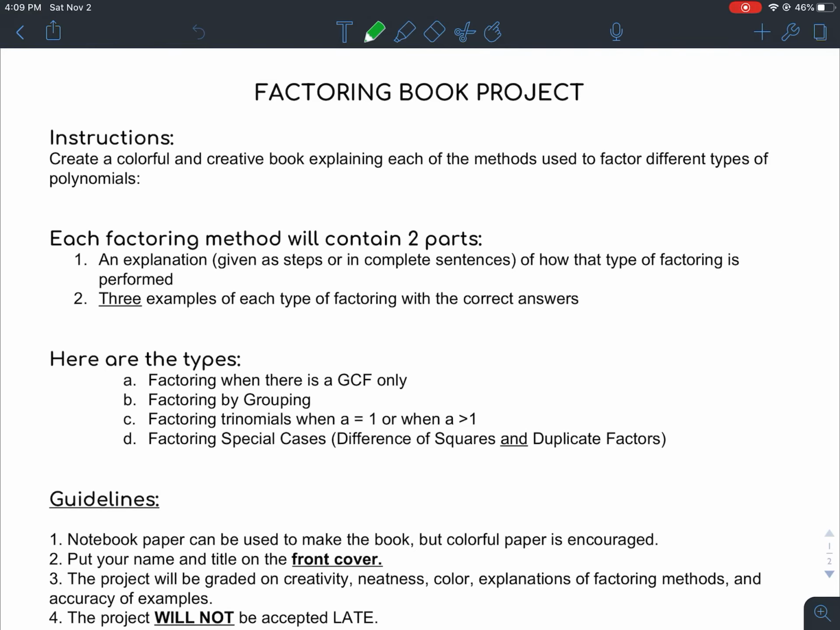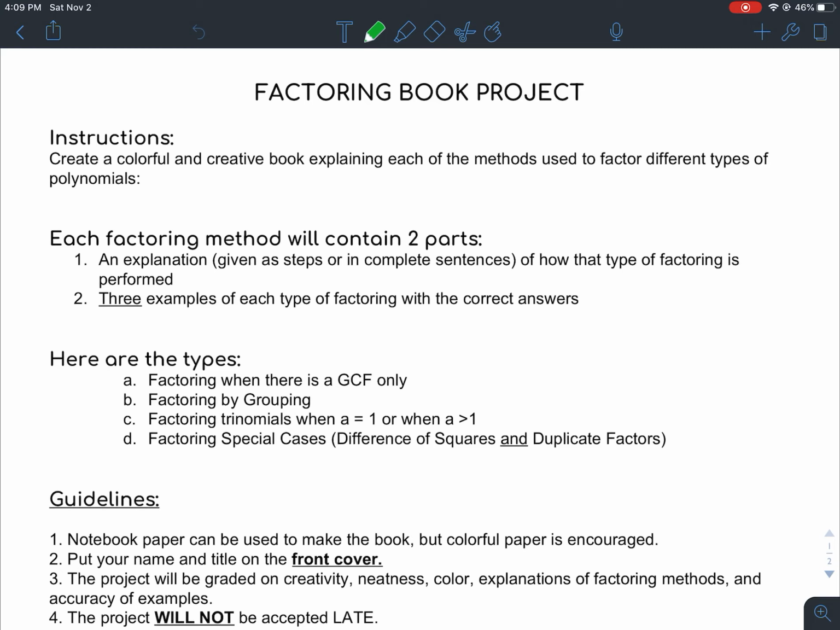This video is going to go over the factoring book project. So we're basically creating a book here, and it's going to be able to teach someone how to factor. Our instructions are that we need to create a colorful and creative book explaining each of the methods used to factor different types of polynomials.